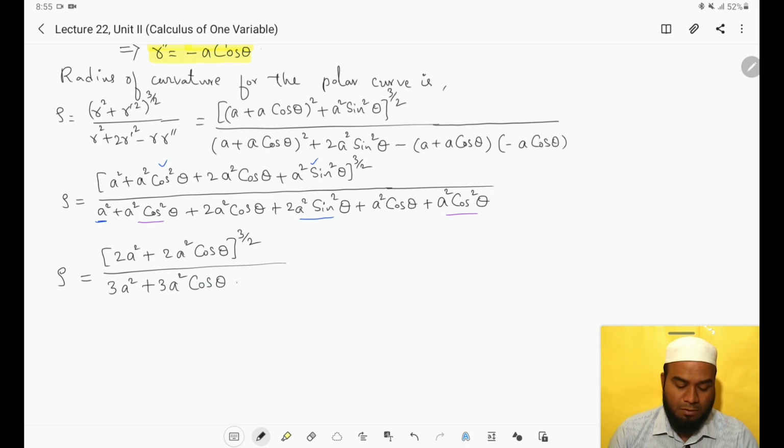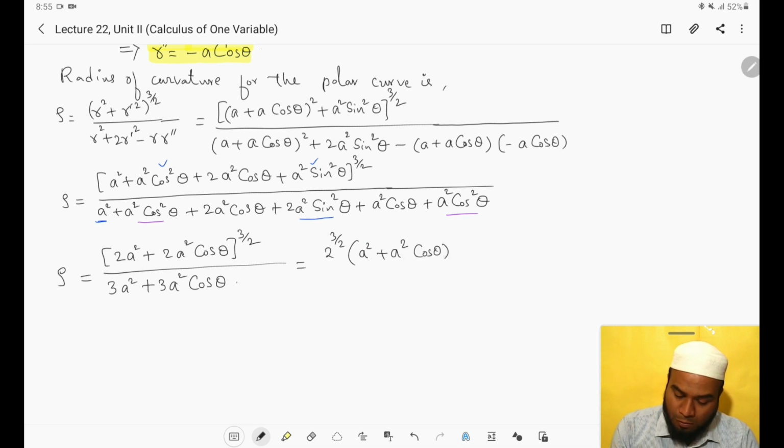So what we can do here is, from the numerator you can take 2 outside. So what will remain? 2 power 3 by 2, here a square plus a square cos theta whole power 3 by 2, and in the denominator 3 you can take out. Then what will remain? Again same thing, a square plus a square cos theta will remain, right?